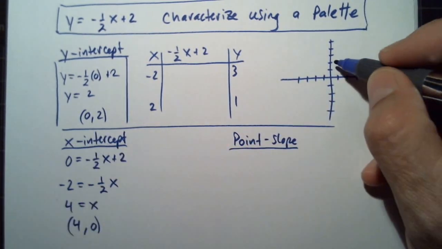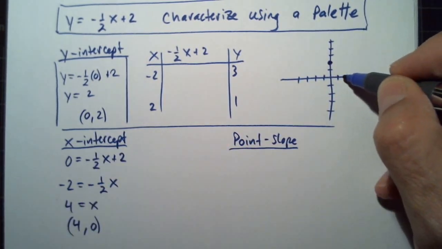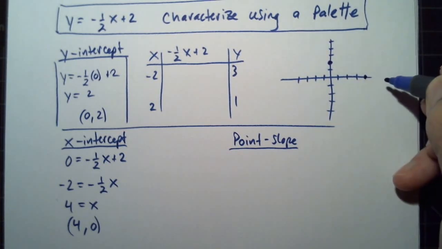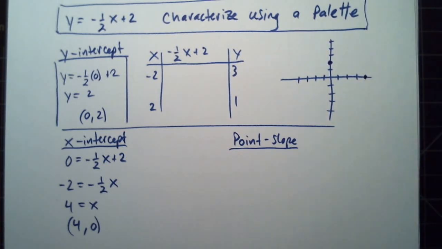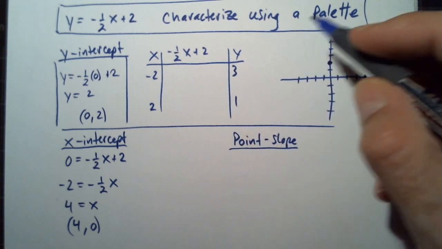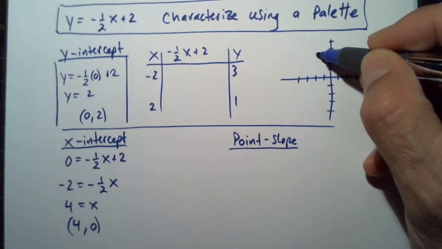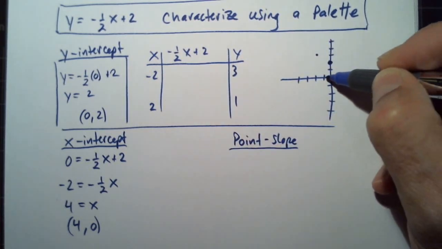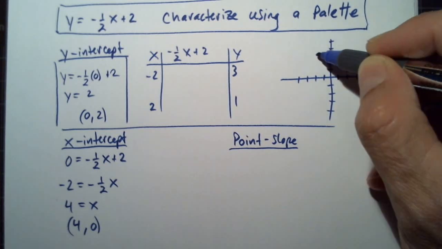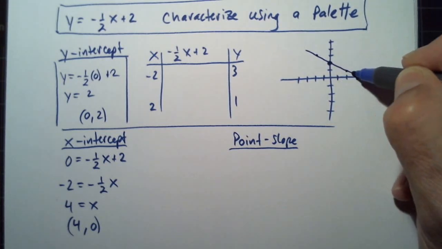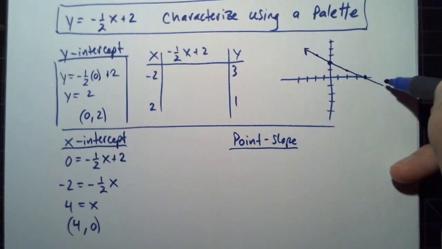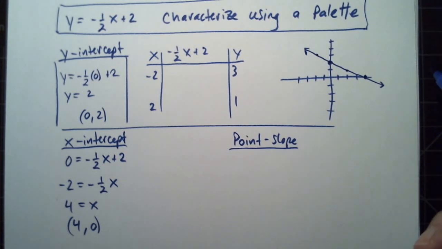So we know 0, 2 is the y-intercept, 4, 0 is the x-intercept, and we also have negative 2, 3, and we have 2, 1. So all the points should be on the same line. If not, then there's a mistake.